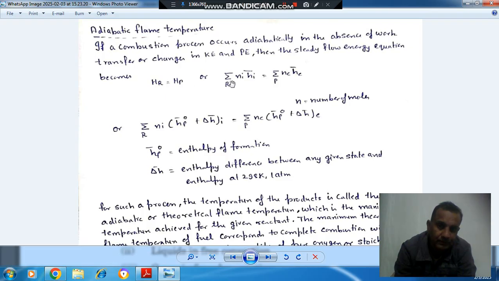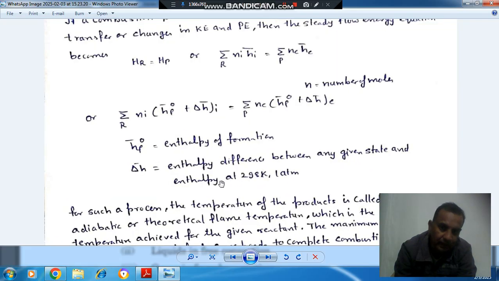Or we can say summation reactant NiHi is equal to summation product NiHe. N is the number of moles, i is the initial condition and e is the exit condition. So this Hi can also be written as HF plus del H bar. HF is the enthalpy of formation and del H is the enthalpy difference between any given state and enthalpy at 298 Kelvin per atmosphere, and this is for the product.